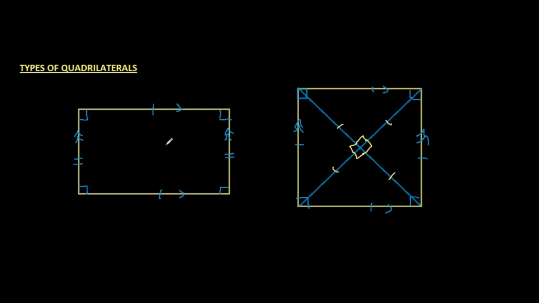And you see, a square is also a special kind of rectangle because it has the same properties as a rectangle. The only thing is that here all four sides are equal to each other, and not just the opposite pair of sides.